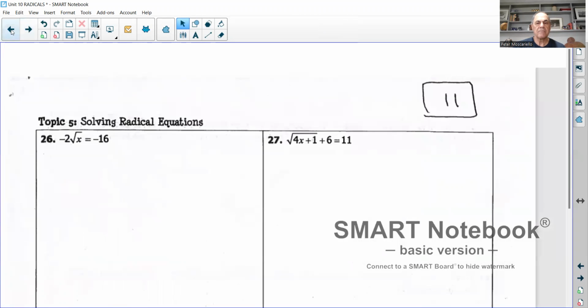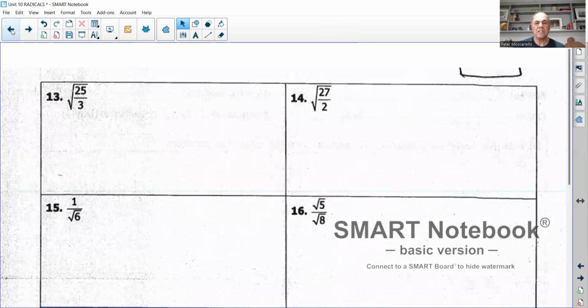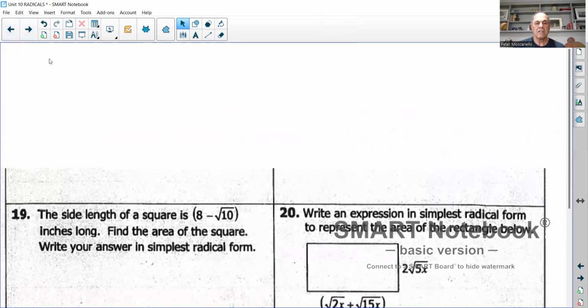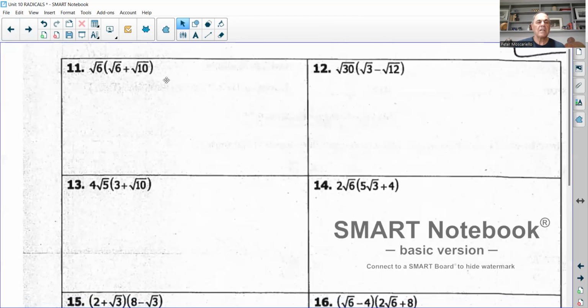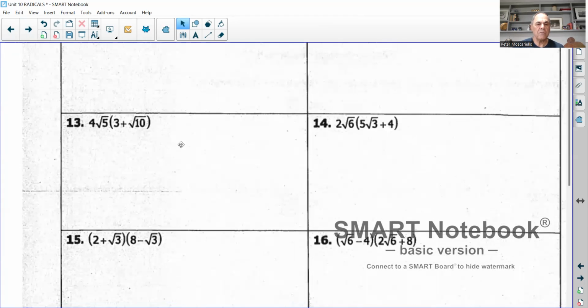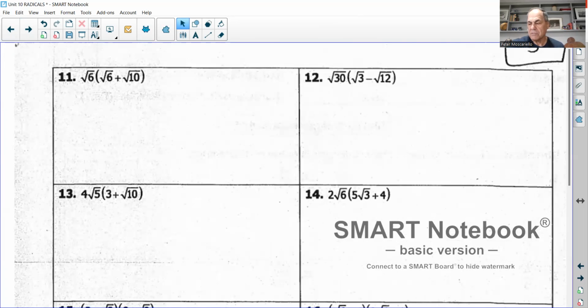Let's go back to find that page. Is this page 5? It's part of it. Page 5. Okay. Yep. Here we go. So for this assignment, we are distributing radicals, and then we are doing the FOIL method on radicals.